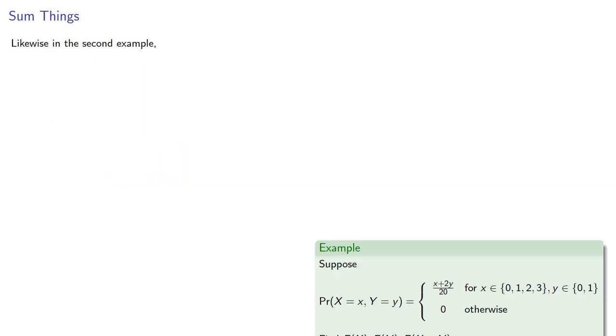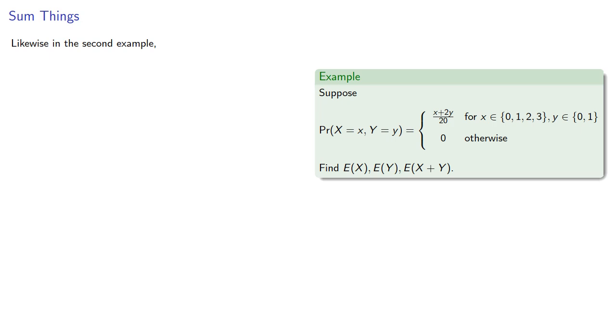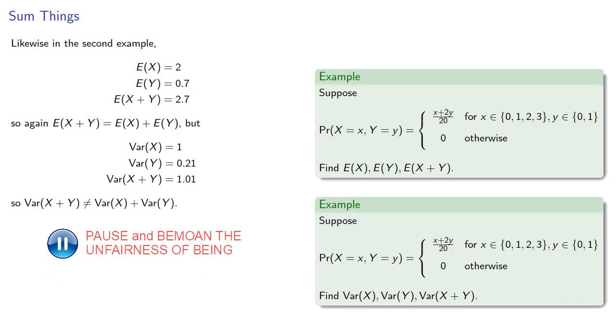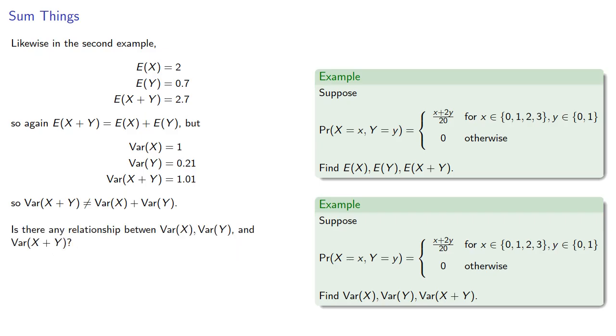Likewise, we saw in the second example, the expected values of x and y did give us the expected value of the sum, but again, the variances of x and y did not add to the variance of the sum. And so the natural question to ask is: is there any relationship between the variance of x, y, and the variance of the sum? We'll take a closer look at that later as we explore more about expected value.